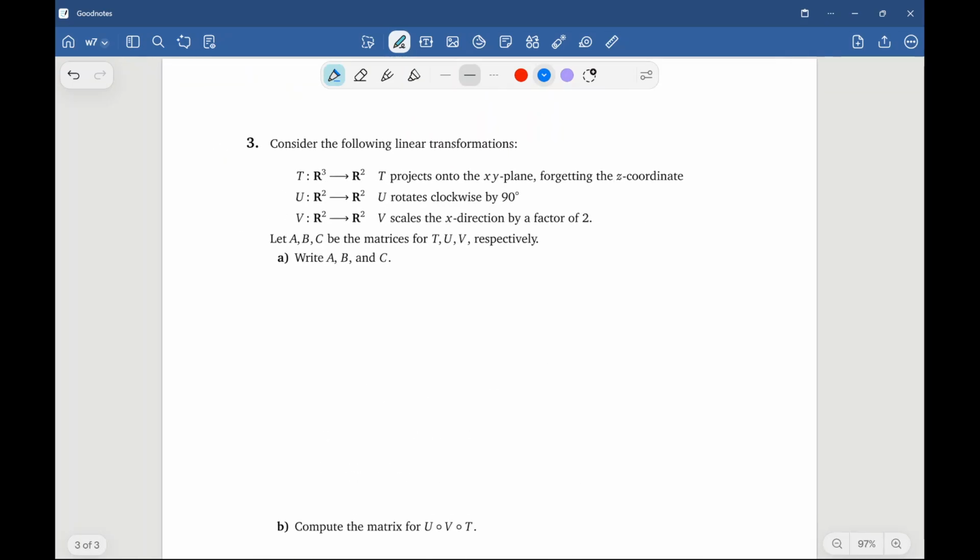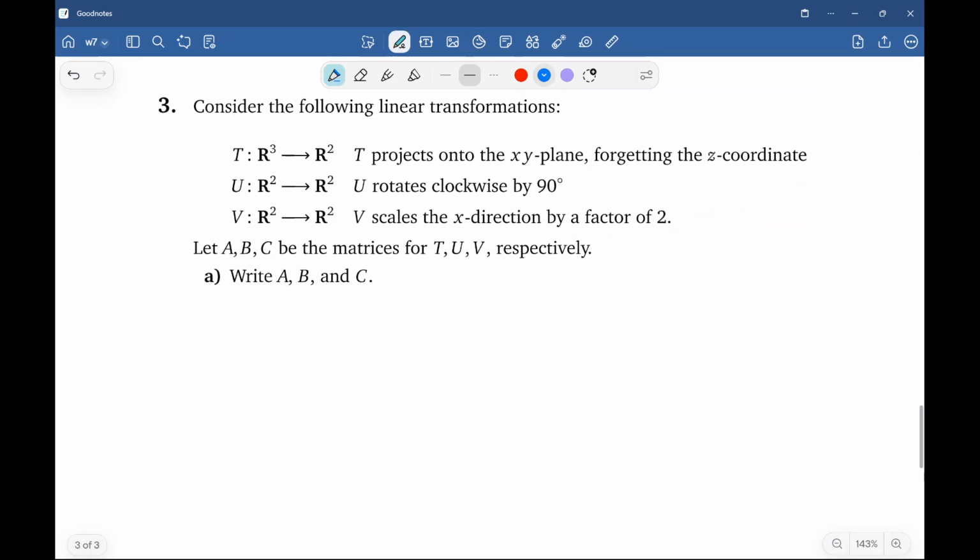Number 3 is actually sort of easy. So A is this transformation, B is this transformation, C is this transformation. So A is projection onto the xy plane, ignoring the z coordinate. If I take 1, 0, 0 and I apply A to that, I am projecting onto the xy plane, and I'm just ignoring the z coordinate. So that's just 1, 0.